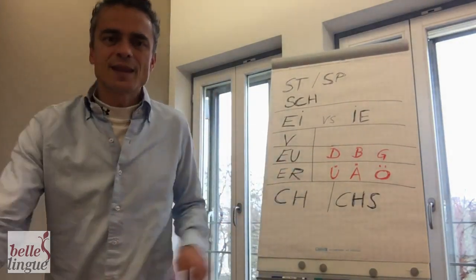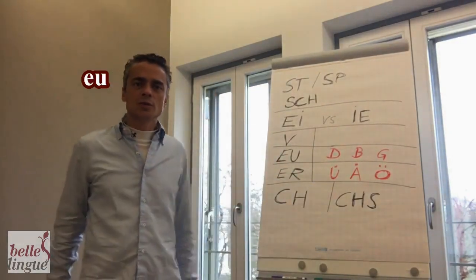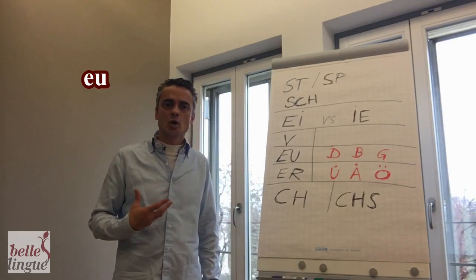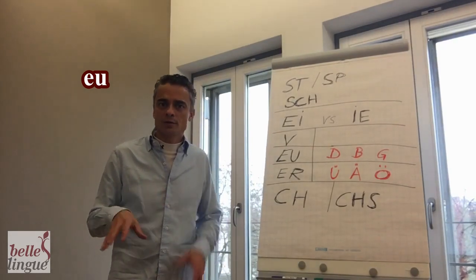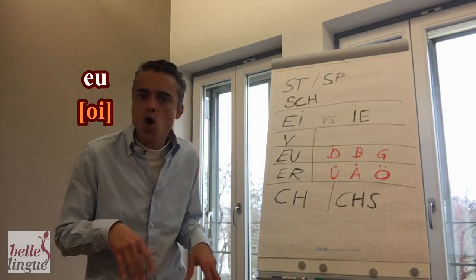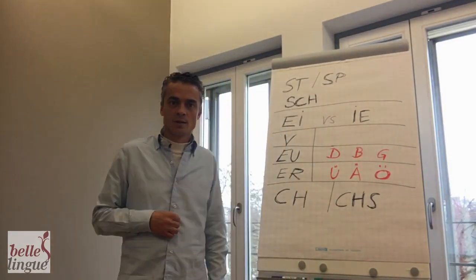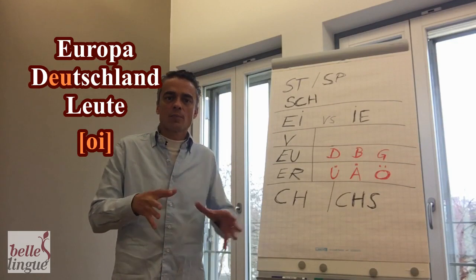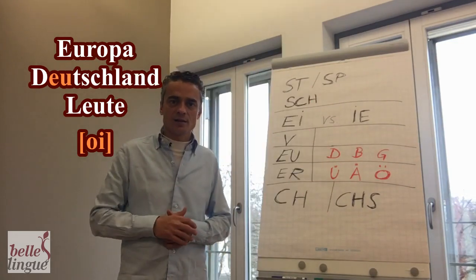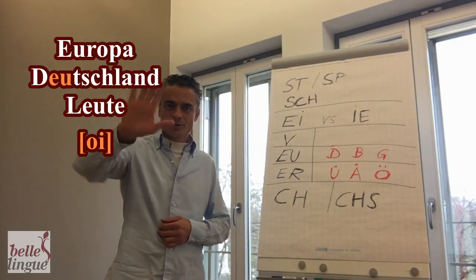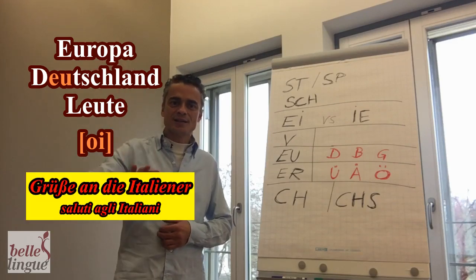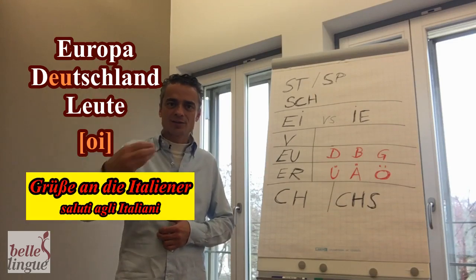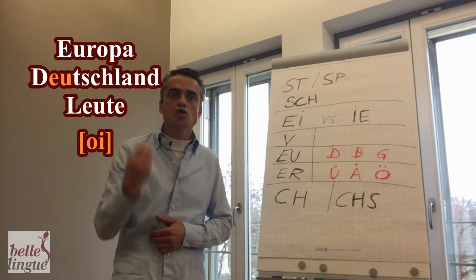This EU is pronounced oi, like the pigs. Oi, oi, oi. So you see, Deutschland. Do not say Deutsch or something like that. Ein Gruß, greetings to the Italian, not Deutschland. You say Deutschland. Oi, oi.